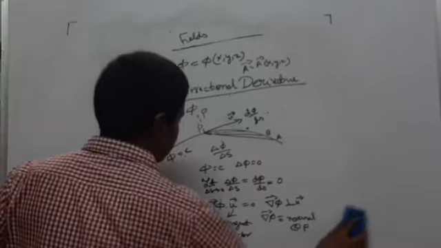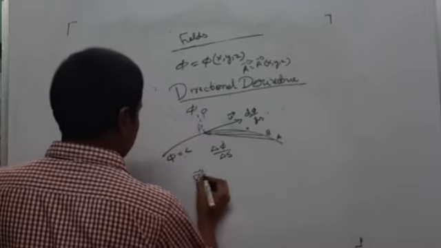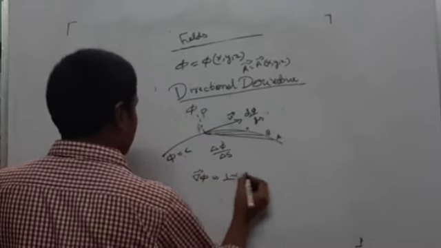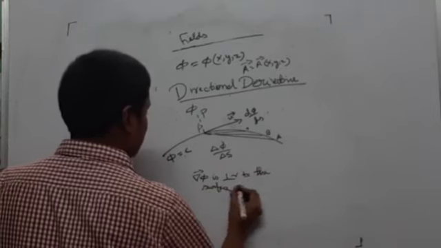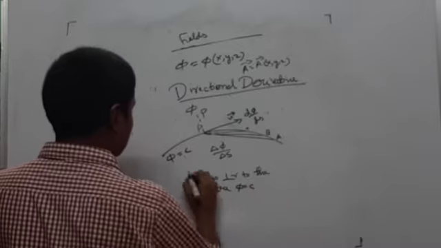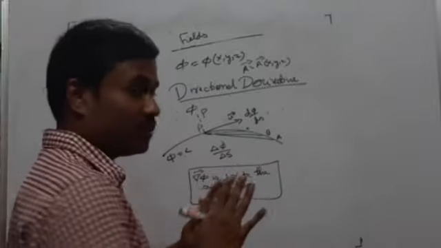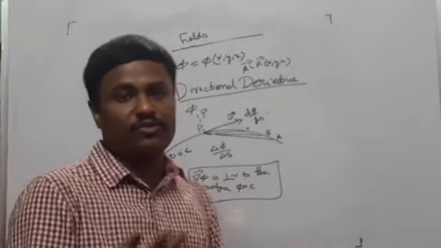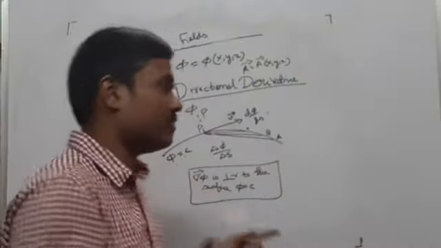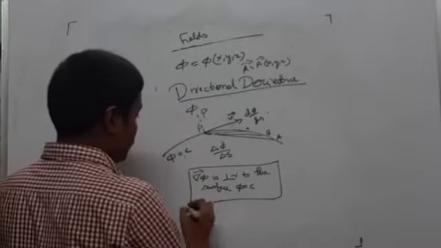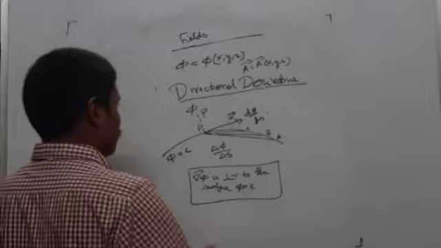Which gives us a very, very important result. The gradient of phi is perpendicular to the surface phi equals constant. Always keep this in mind, so that whenever you are given an equation of any surface, all you need to do to find the normal vector to the surface at any point is to find the gradient of phi, and then just set in the values of x, y, and z, and you get the normal in that direction.